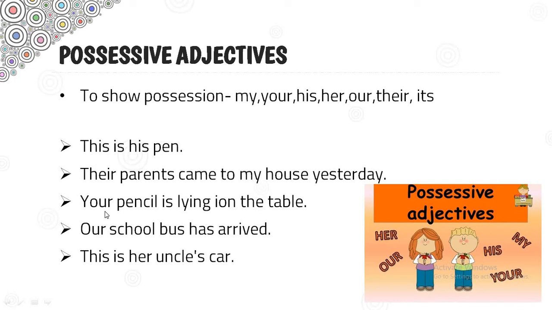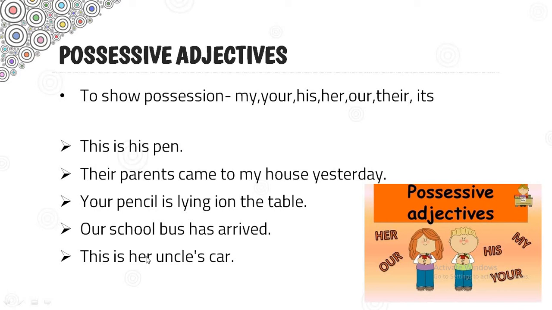Next one is, your pencil is lying on the table. So there is a spelling mistake, I'm sorry for it. Your pencil is lying on the table. So pencil is your noun and your will become a possessive adjective. Our school bus has arrived. So school is your noun and our will become a possessive adjective. This is her uncle's car. Whose car? Whose uncle's car? Her uncle's car. So her will become your possessive adjective.